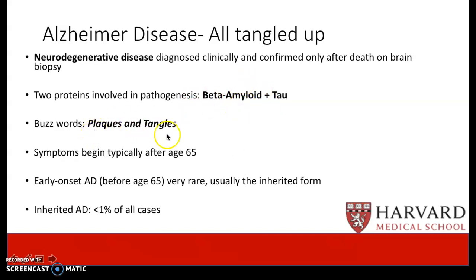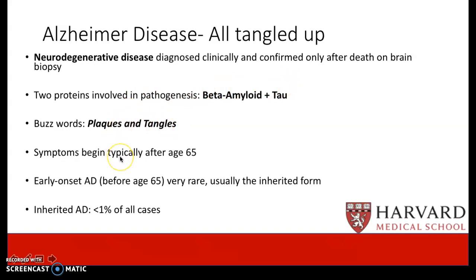I want you to remember 2 buzzwords, plaques and tangles. All I want you to know is that beta amyloid, when it gets irregular and builds up, forms these insoluble structures called plaques. And when tau builds up, it forms tangles. A way to remember this is that tau starts with T and it forms tangles, which starts with T. So tau and tangles, and beta amyloid and plaques.